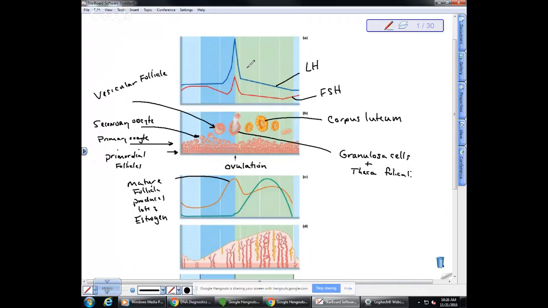Okay. So what is producing the progesterone, this high level of progesterone right here? Does anybody know? This is actually the corpus luteum. So these hormones right here would be produced by the corpus luteum. So the corpus luteum produces estrogen and progesterone.